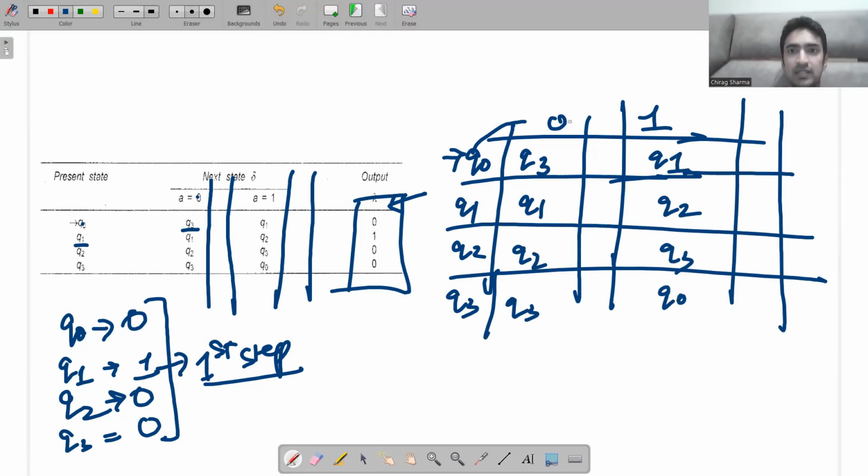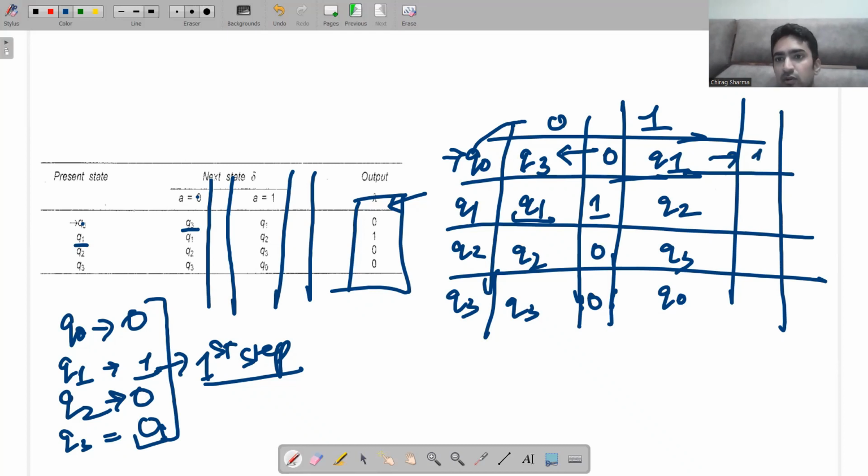Now Q0 when 0 is given, it goes to Q3. So you just have to write the output of this Q3. What is the output of Q3? 0. You just put that. Q1, you have written Q1. What is the output of Q1? 1. You are writing that. Q2 output is 0 and Q3 output is 0. Similarly, output of Q1 is 1, output of Q2 was 0, Q3 output was 0, Q0 output was 0. So you are just substituting the output over here only, at that particular part.